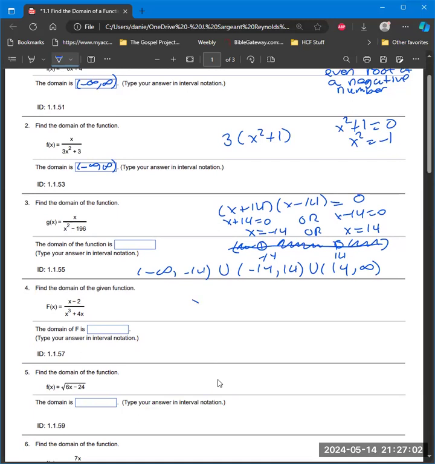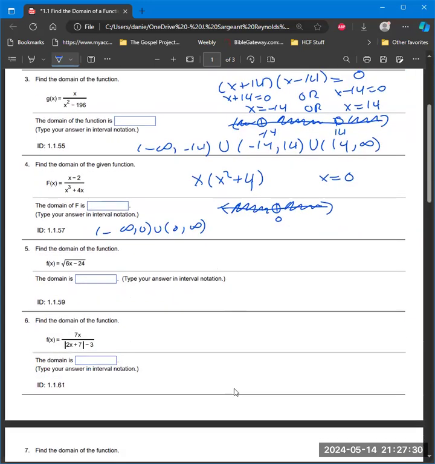Now let's look at my denominator here of x times x squared plus 4. The x squared plus 4 part is never going to be equal to 0, but the x part can equal 0. So x equals 0 is a bad number for my domain. I need to exclude that, and I'm allowed to have everything else: negative infinity to 0, union 0 to infinity.